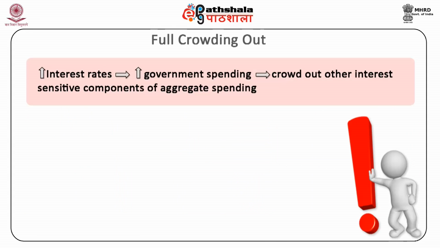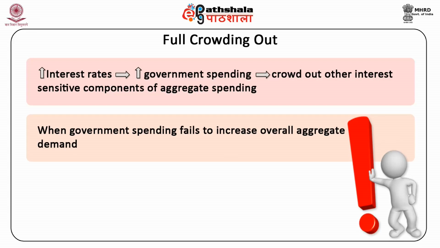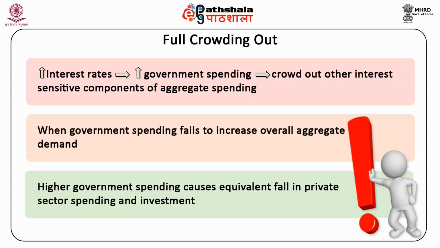In short, the rising interest rates that follow the increase in government spending crowd out other interest-sensitive components of aggregate spending, in this case, private investment. When government spending fails to increase overall aggregate demand because higher government spending causes an equivalent fall in private sector spending and investment, this is said to be the case of full crowding out.